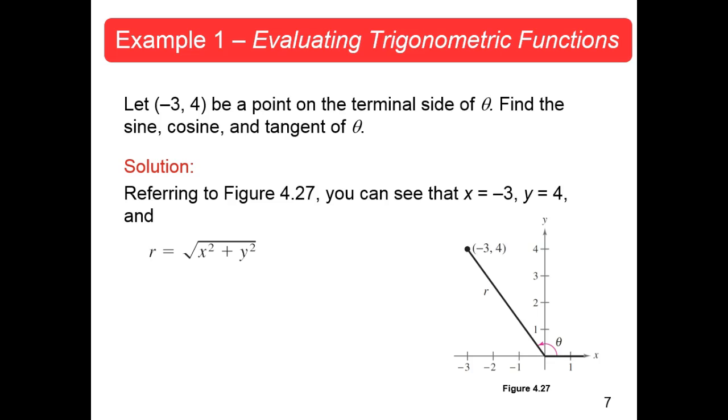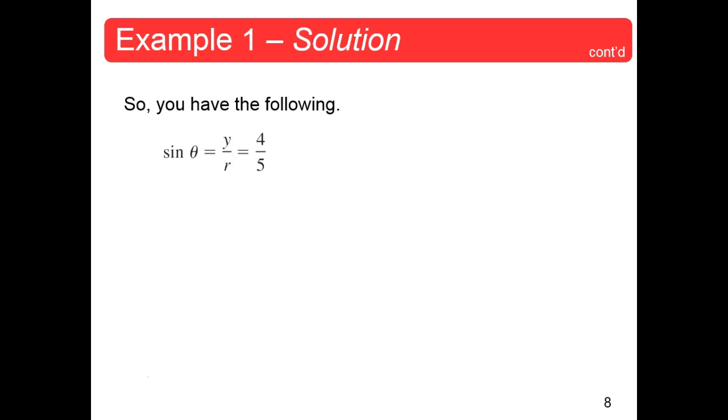And you have to figure out what R is. R is the square root of x squared plus y squared, always, and that is the square root of negative 3 squared plus 4 squared. That would be the square root of 25, which is 5, and this is what we base everything on. So once we know R, sine is y over r, which is 4 over 5. Cosine is x over r, which is negative 3 over 5. And tangent is y over x, which is negative 4 over 3, sorry, backwards.